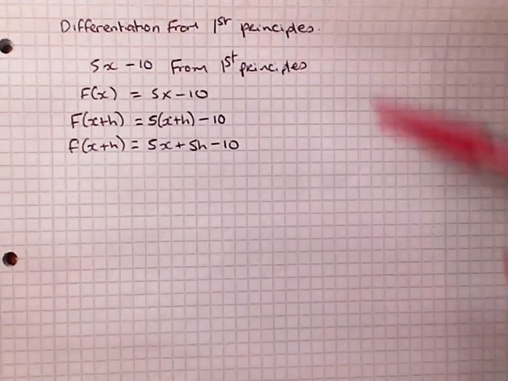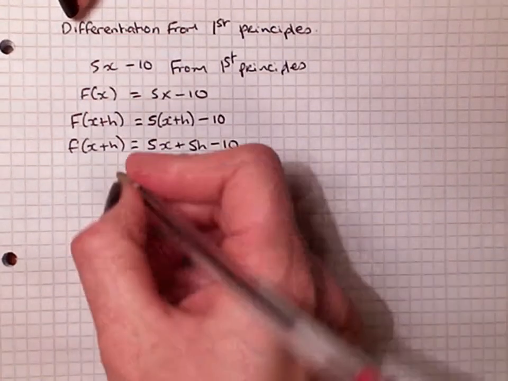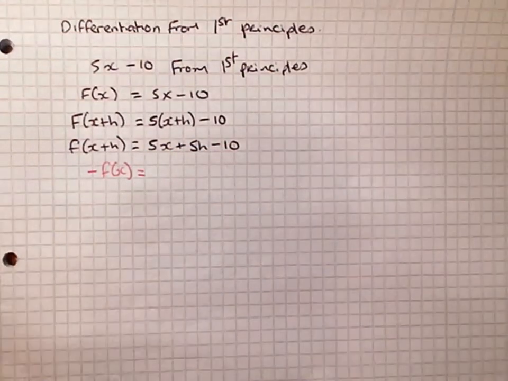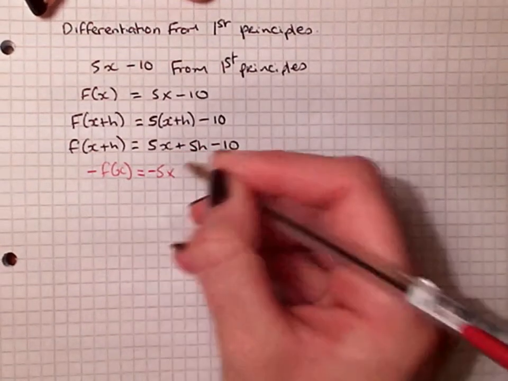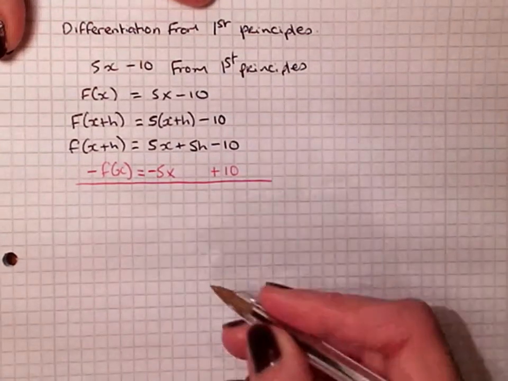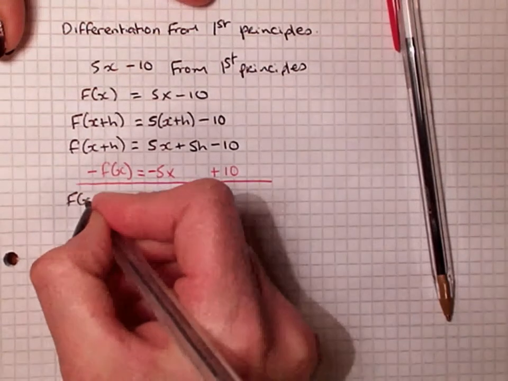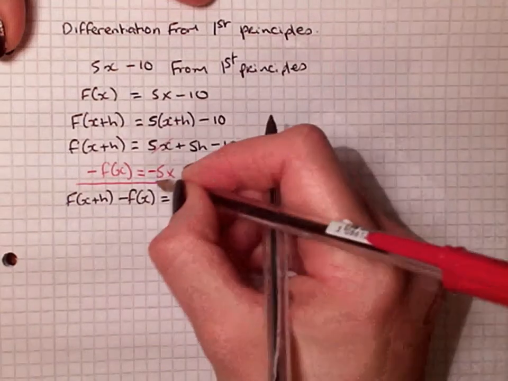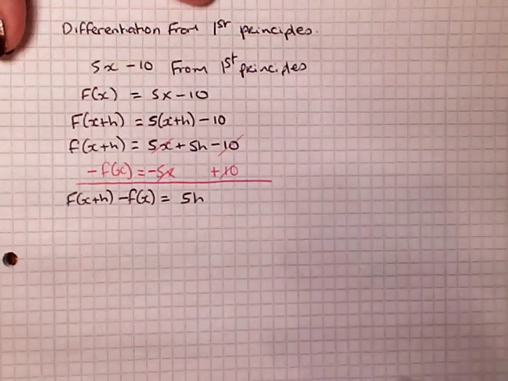Next, you take away the original function, which was f of x equals 5x minus 10. The easiest way to do it is to change the signs: minus 5x, and minus minus 10, so plus 10. I'll put the terms sitting under each other and add the two lines together. So we end up with f of x plus h minus f of x equal to 5h, since the 5x and the minus 5x cancel, and the minus 10 and the 10 cancel.